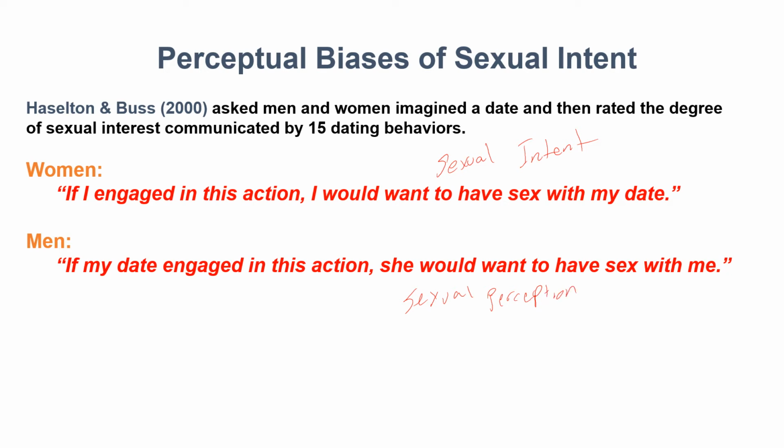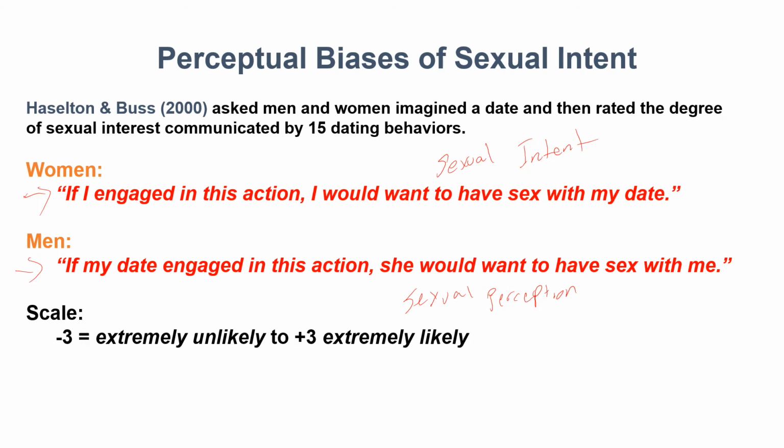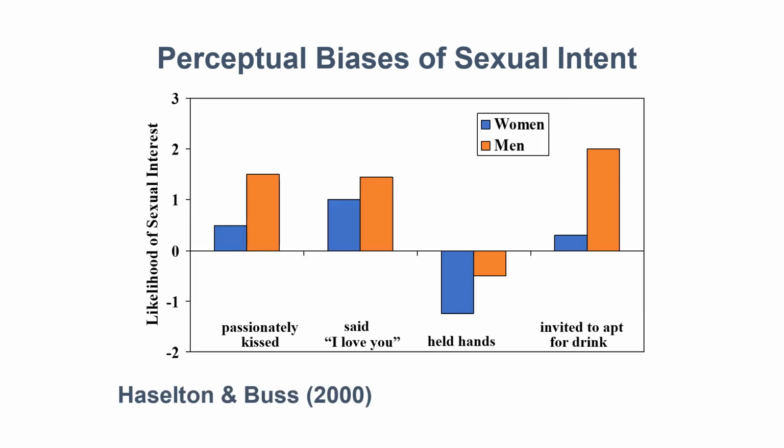Because in the second one, they're perceiving that the person wants to have sex with them. In this first one, they're indicating that they want to have sex. And it was rated from extremely unlikely to extremely likely. So what was found here is these perceptions. They came out pretty interesting. And we'll look at these more on the next slide.